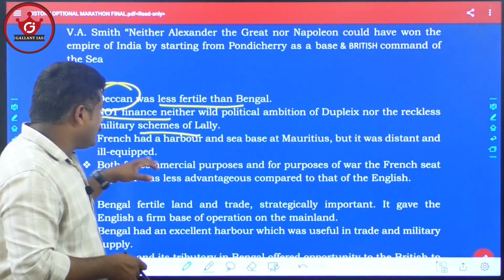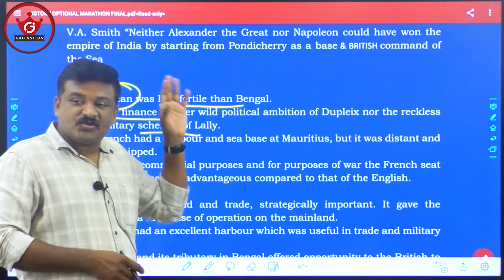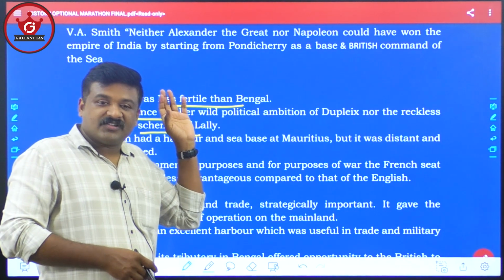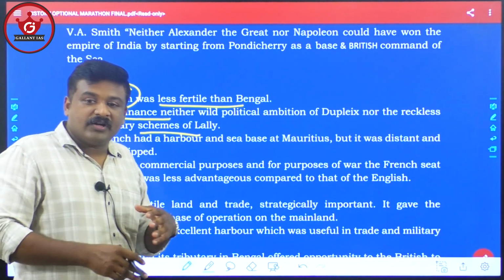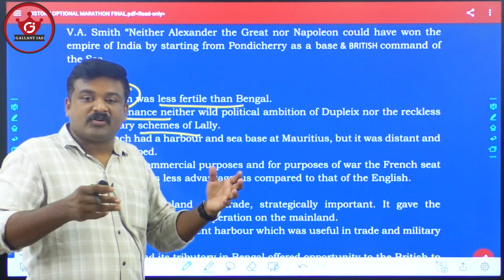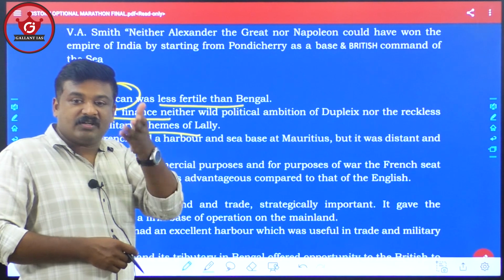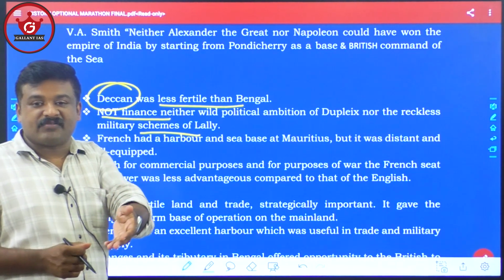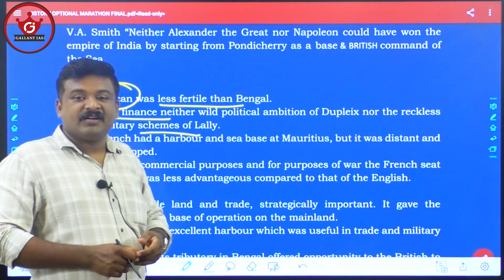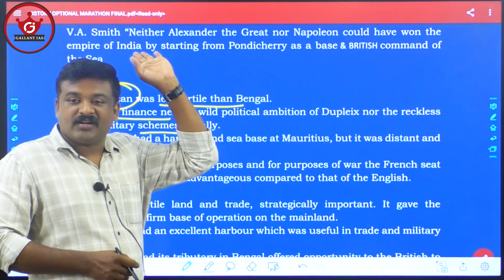The French had a harbor, and where they had it was in Mauritius. Suppose, Radhamani, you have a huge palace built of gold and diamond, but it is situated in the Antarctica region. Any use? You are preparing here for civil service in the Tekamudu junction only, but that palace is in the Antarctica region.